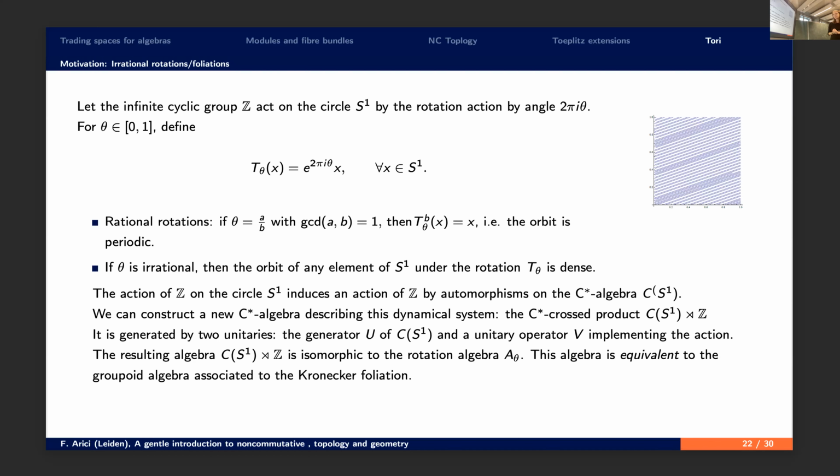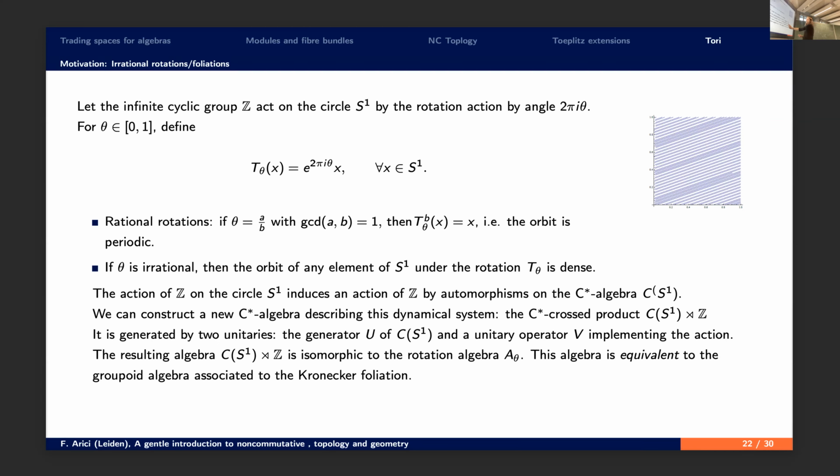And now, because of the non-commutative geometry dictionary, this action of Z on S1 induces an action of Z onto the C-star algebra C of S1. And out of those ingredients, it's possible to construct an algebra that encodes the property of this dynamical system. This is called the crossed product. I'm not going to explain how to construct it, but just to give you a motivation, this algebra will actually be generated by two unitaries.